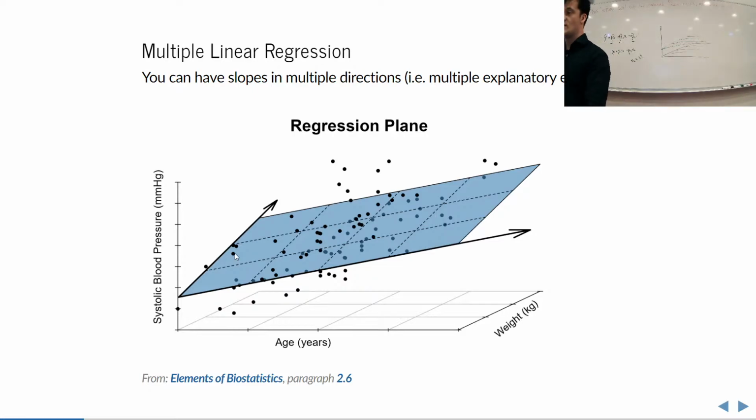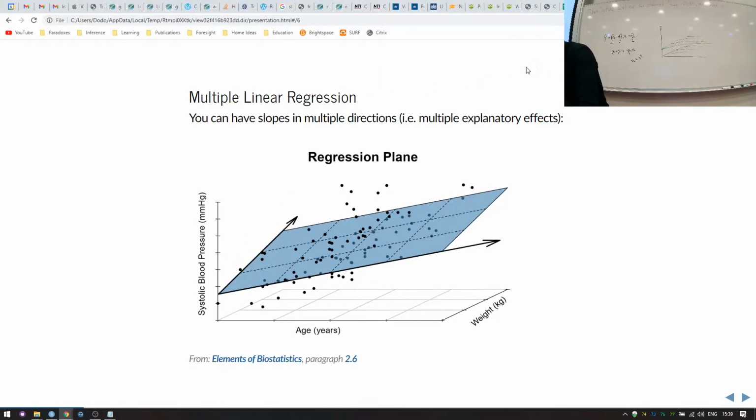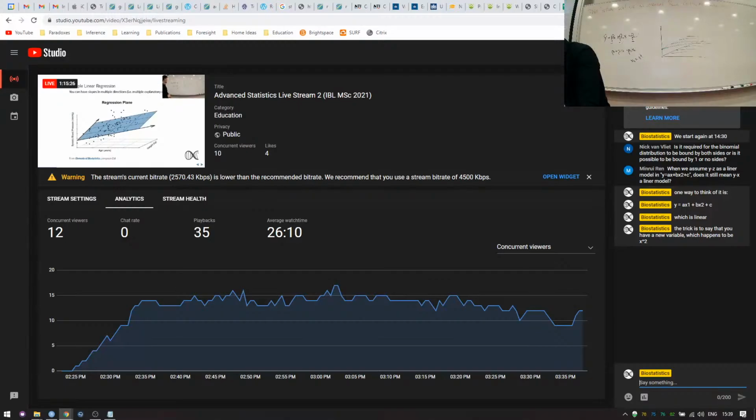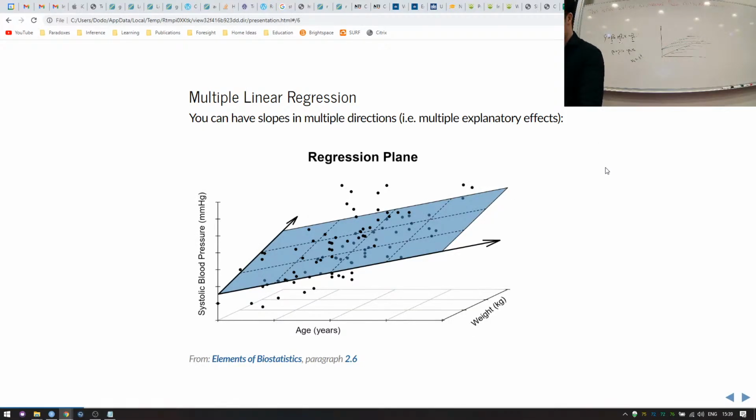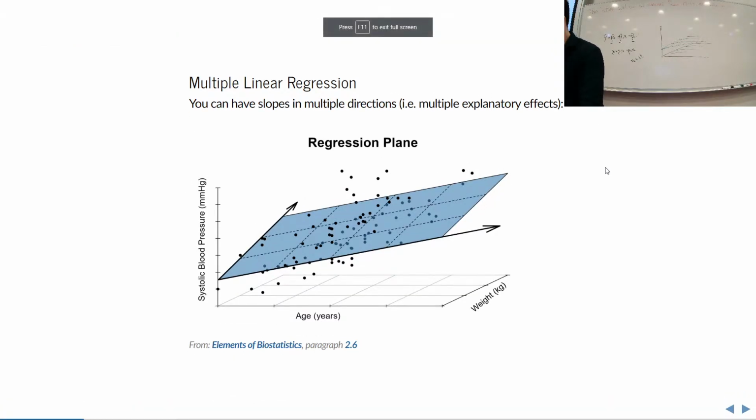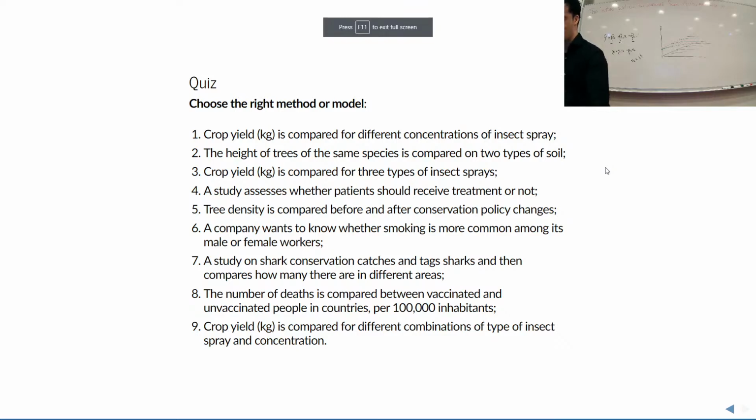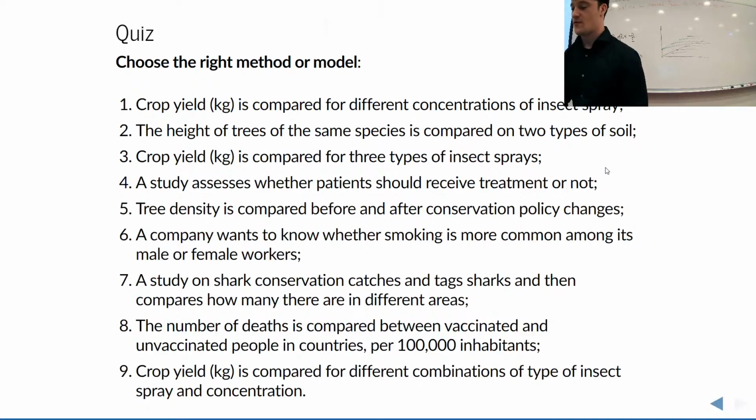Were there any other questions from the previous part? No? Okay. Then let's go to the end. So we have questions 1 to 9. Does anyone have an answer to any of these questions? You can also type in the chat. I'll have a look after the first ones appear.